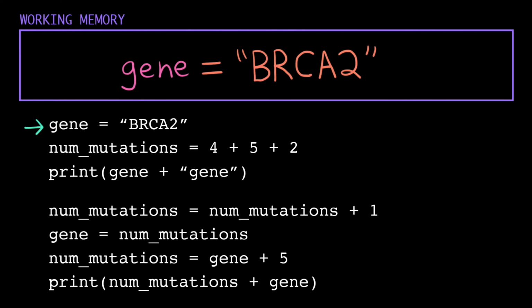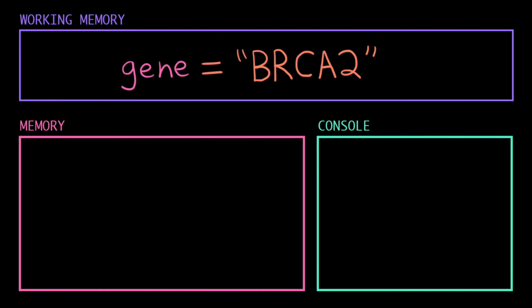This instruction is an assignment statement. The left-hand side is the variable name, the equal sign is the assignment operator, and the right-hand side is the value to be stored in that variable. The computer looks for any expressions to simplify on the right-hand side, but in this case, the string is already a single value. When the computer executes an assignment statement, it goes off to its short-term memory and looks for a label with that variable name.